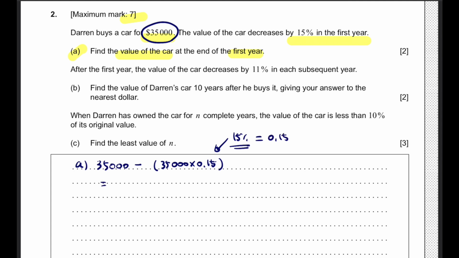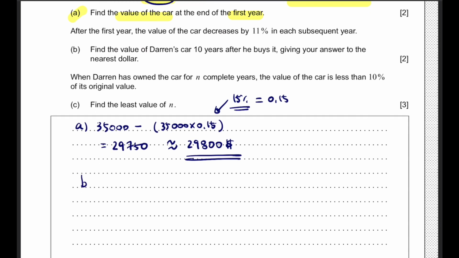Once we do this calculation, remember this is a GDC question, so you can definitely use your calculator to solve it. When we do the calculation using the GDC, we get $29,750. However, we have to leave our answer to a specified accuracy. So the final answer is $29,800.